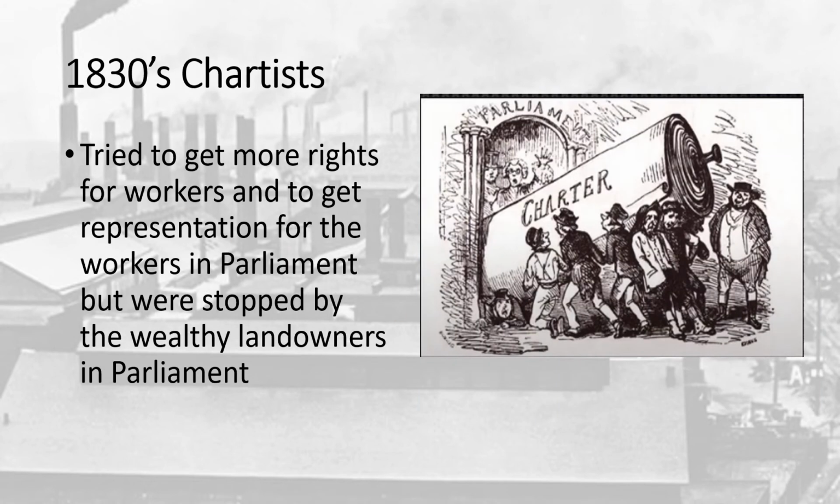We also saw in the 1830s where the Chartists were set up. Now, the Chartists were a group or a movement of people trying to get representation for workers within Parliament, as we can see here in the diagram. Now, the Chartists were shut down by rich and wealthy landlords who basically said no, we're not letting people be represented within Parliament, as many of these people were uneducated workers, and they didn't see them as having a place within Parliament.